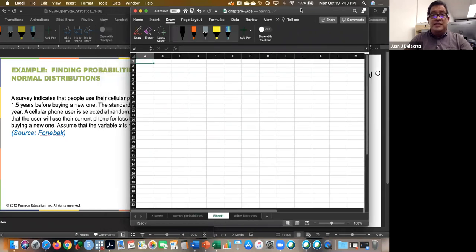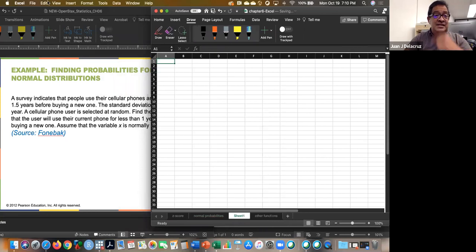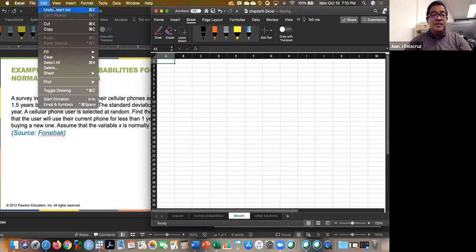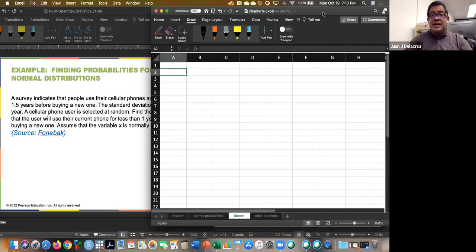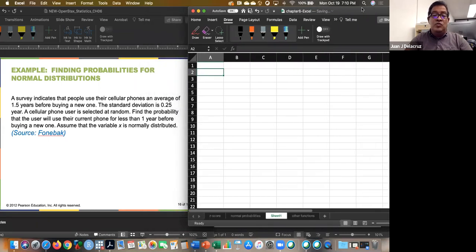What we're going to do here is replicate the cases that we did in the first place. Let me make it bigger, zoom 150. So in this case, what should we do when we have a problem? First of all, of course, read the problem and identify the values that you need. A survey indicates that people use their cellular phones an average of 1.5 years. That tells me this is the mean, so it's 1.5 years, right?